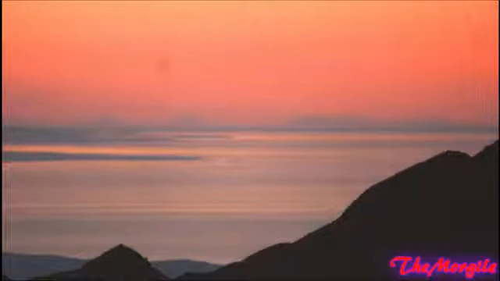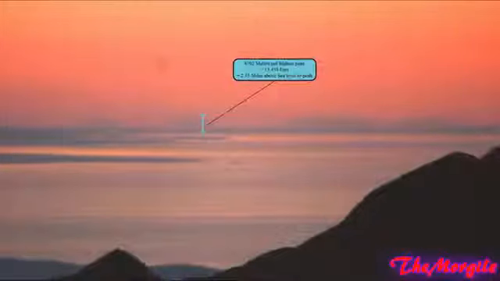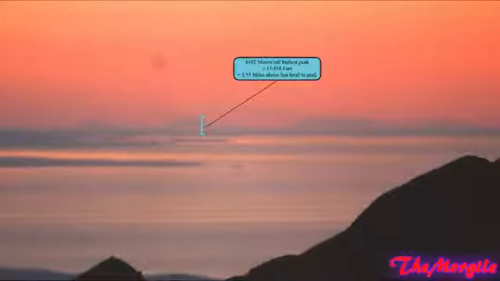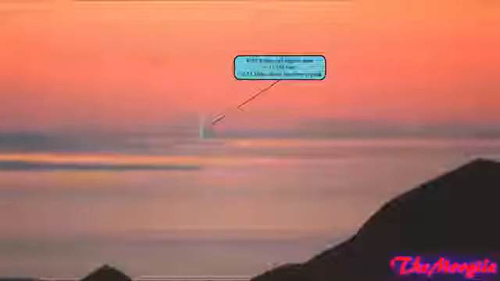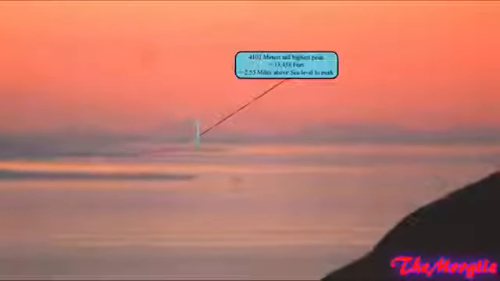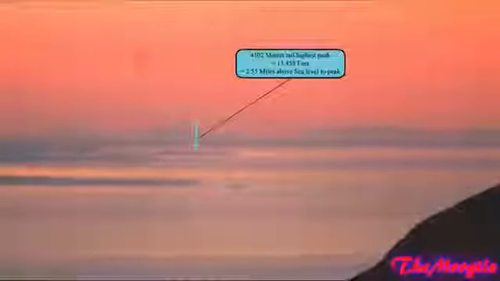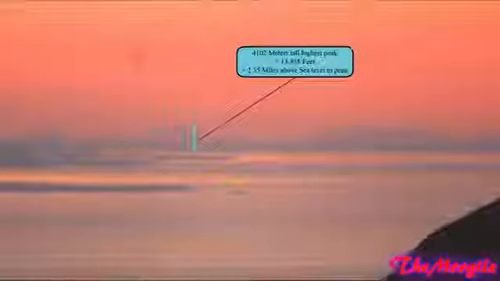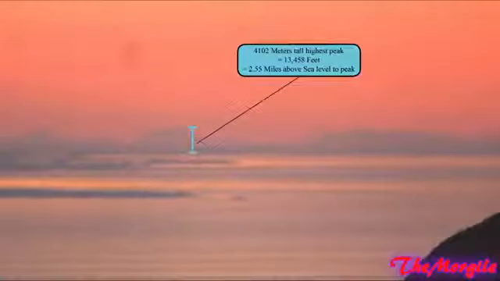And putting some scale to this, in the second slide here you can see that we know the mountain is 4,102 meters tall at the highest peak, which translates to 13,458 feet, or 2.55 miles above sea level at the peak. And so, in knowing that, it might not be 100% perfect, but we can get a pretty good scale.